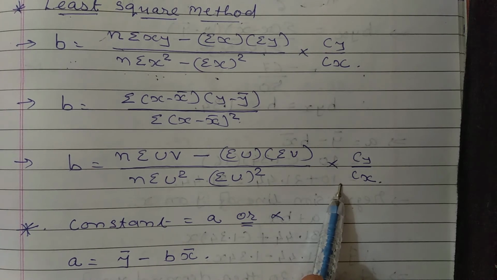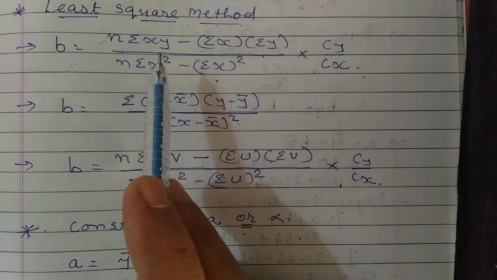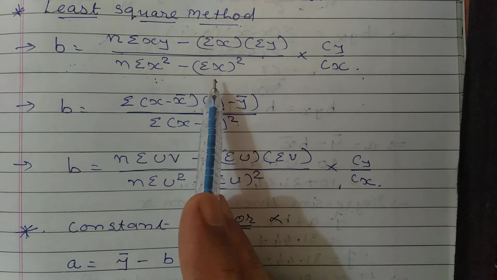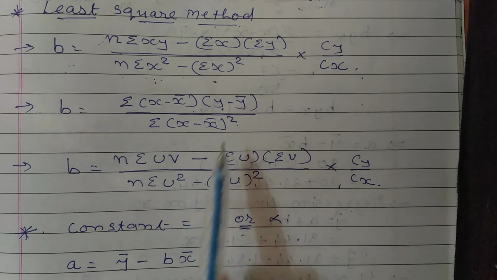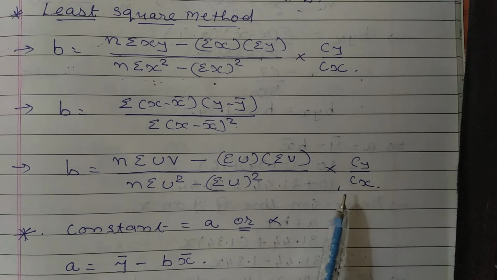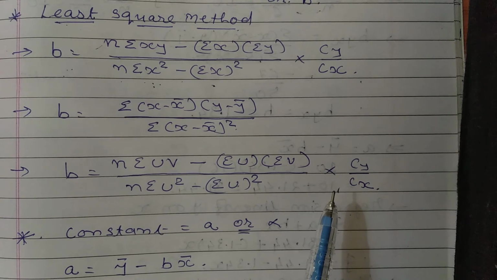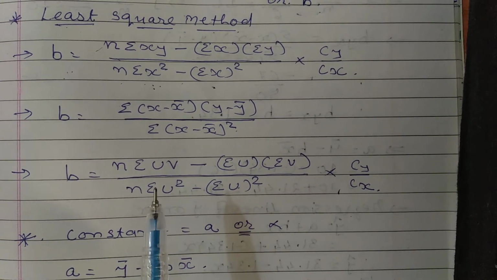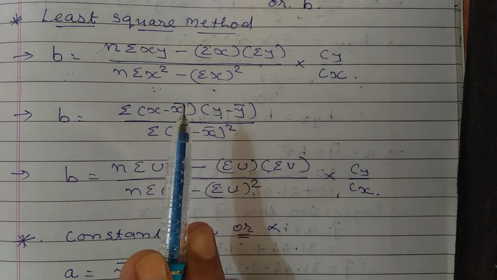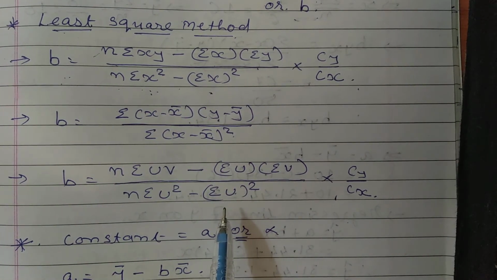If you have to find out x on y axis, then the formula would be the same, but the denominator would be n sigma y square minus sigma y the whole square, sigma y minus y bar the whole square, n sigma v square minus sigma v the whole square, into cx upon cy. If you have to find out the regression equation of x on y, then such changes would be there. Initially, this formula is for y on x axis, that's why the elements of x are in the denominator portion.